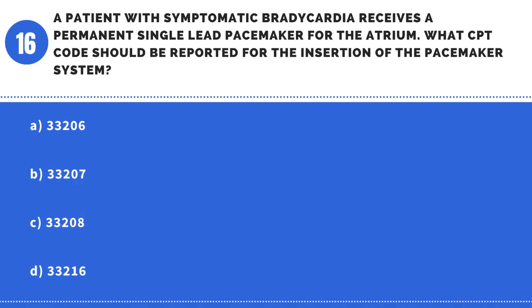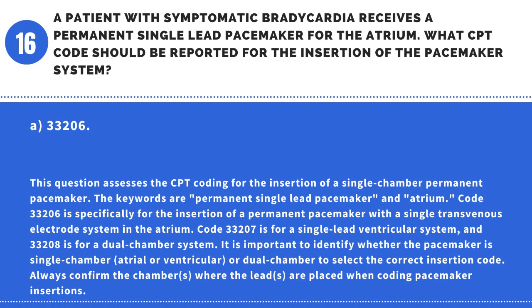Question 16. A patient with symptomatic bradycardia receives a permanent single-lead pacemaker for the atrium. What CPT code should be reported for the insertion of the pacemaker system? A. 33206. B. 33207. C. 33208. D. 33216. Answer A.